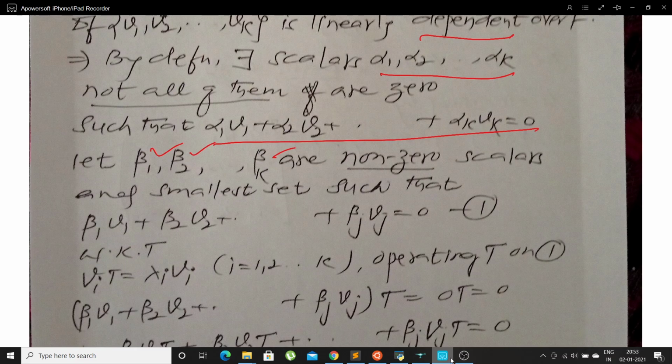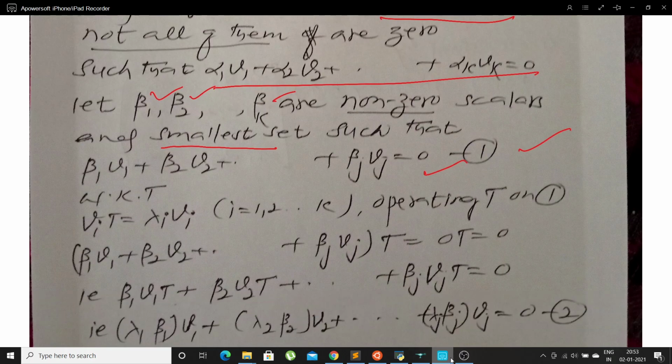And let me introduce one important point here. I will explain this one later. At the end, you will come to know the meaning of this one. Let all the betas, I mean beta 1, beta 2 and so on, be non-zero scalars and they are the smallest set such that the linear combination of the vectors can be written as beta 1 v1 up to beta j vj equal to 0. I'll denote this representation by 1.